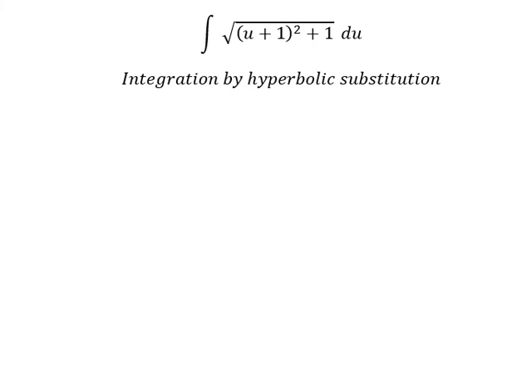So I will put u plus 1 equals sin t, because if I put this one in here, we have sin t squared plus 1, we have cos t squared. Later we simplify the square root.